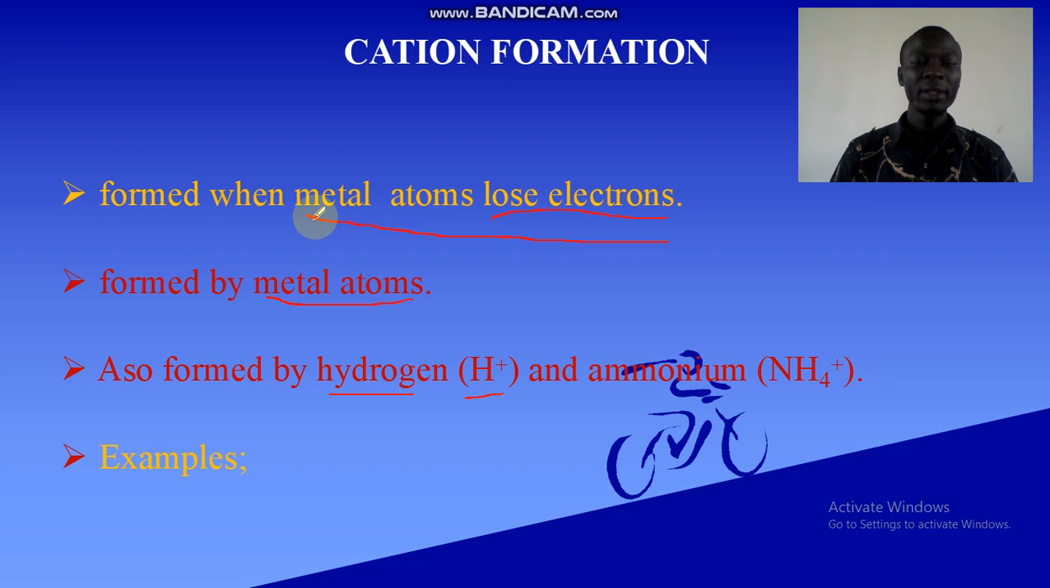In the previous lesson, we talked about cations, and we said they are positively charged ions formed when atoms, metal atoms specifically, lose electrons. We also said that they are formed by metal atoms, although hydrogen, which is a non-metal atom, can form a cation. And also the ammonium ion is not a metal ion. Now we want to illustrate how cations are formed by using an example of lithium.